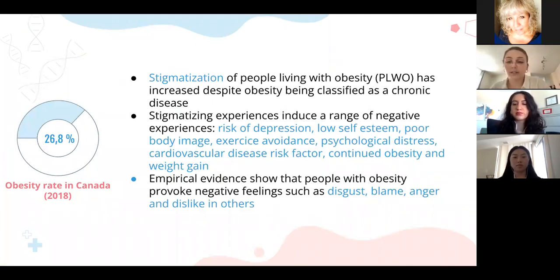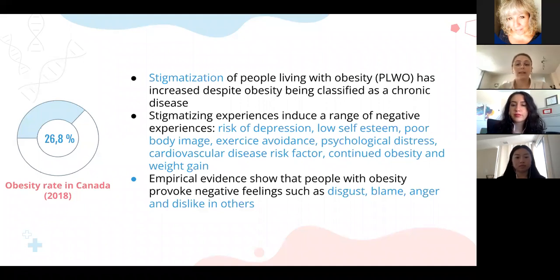The stigmatization of people living with obesity has increased in frequency and intensity, despite multiple research showing that obesity is a complex genetic condition, and despite obesity being classified as a chronic disease since 2013 by the American Medical Association, 2015 by the Canadian Medical Association, and even 1948 by WHO. 26.8% of adults live with obesity in Canada, and individuals with higher body weight are vulnerable to experiencing stigma and discrimination because of their weight.